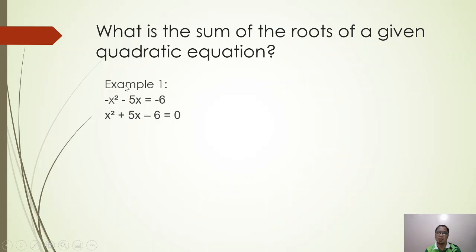Ito yung pinakasagot. So, x squared plus 5x minus 6 equals 0. Nung lumipat yung negative, tumawid ng equal sign, naging positive. Yung negative 6, hindi umalis, negative. Hindi mo papalitan yung sign niya.